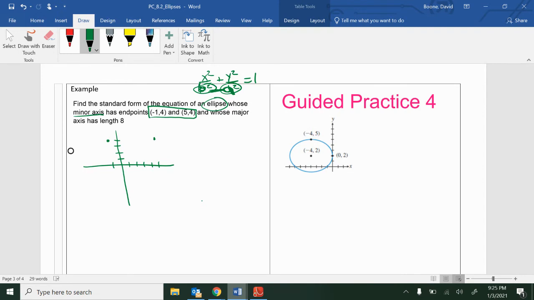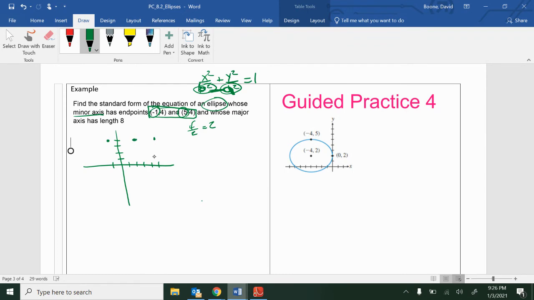Okay. Now, what we might also do from this is we can probably already find the center for this. So between negative 1, 4 and 5, 4, if I go halfway between this, I can just find the average of those two, the mean. So negative 1 plus 5 is 4, and if you divide that by 2, our center then should be at 2, 4.